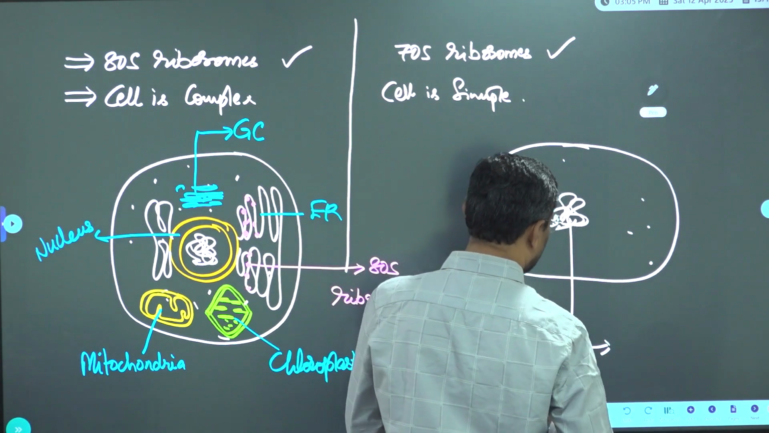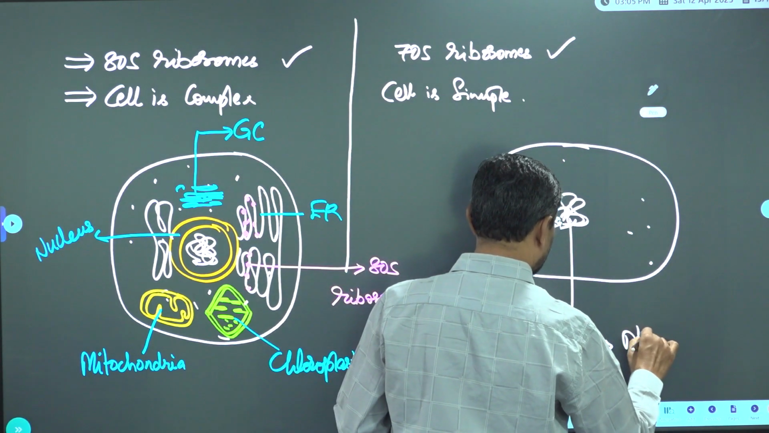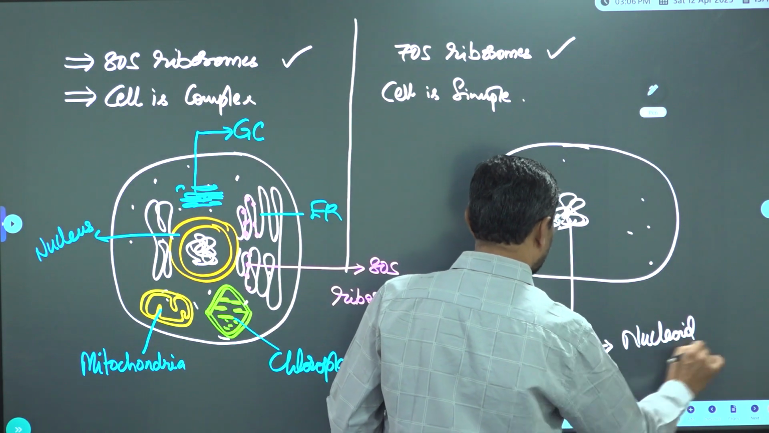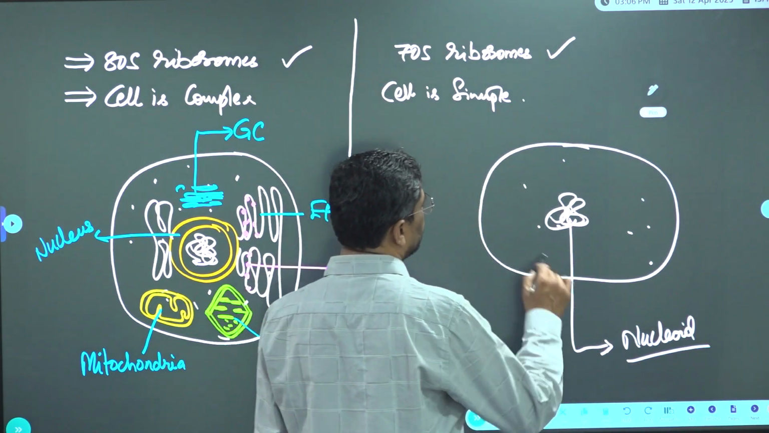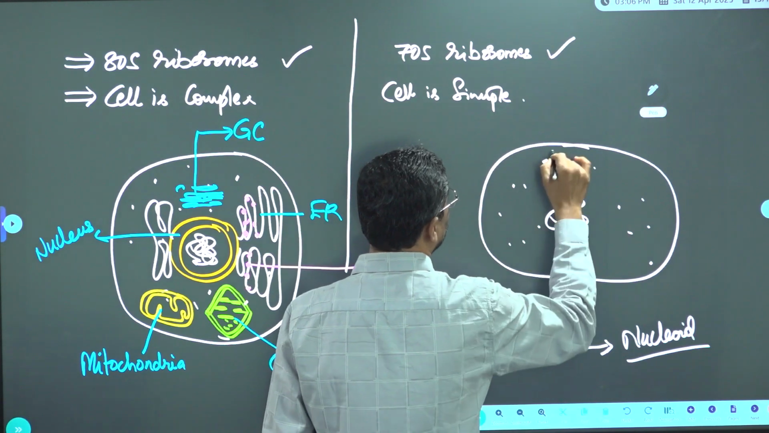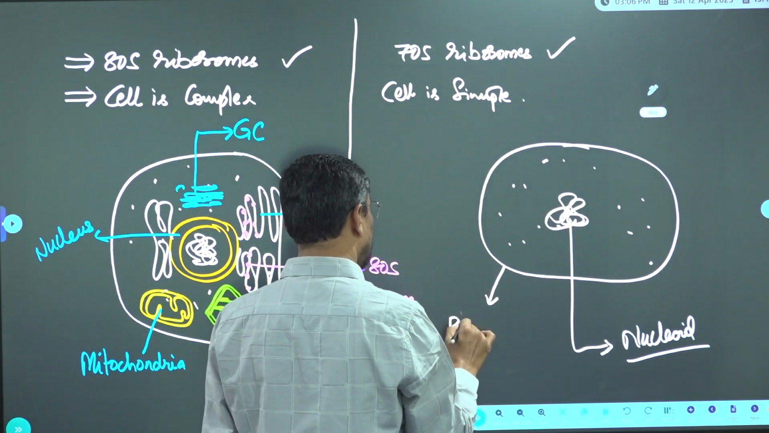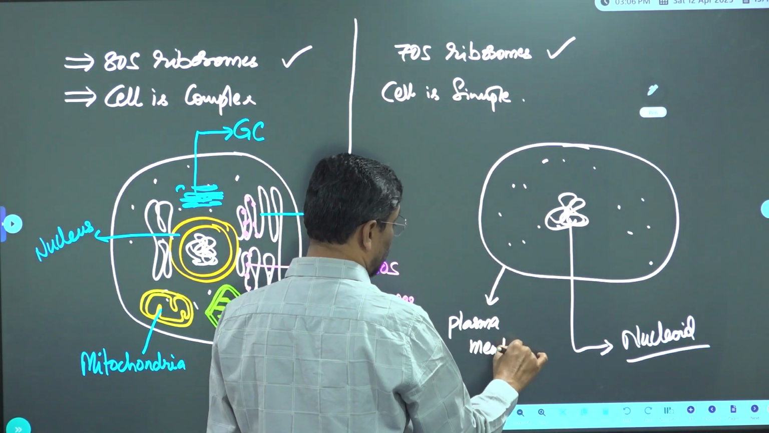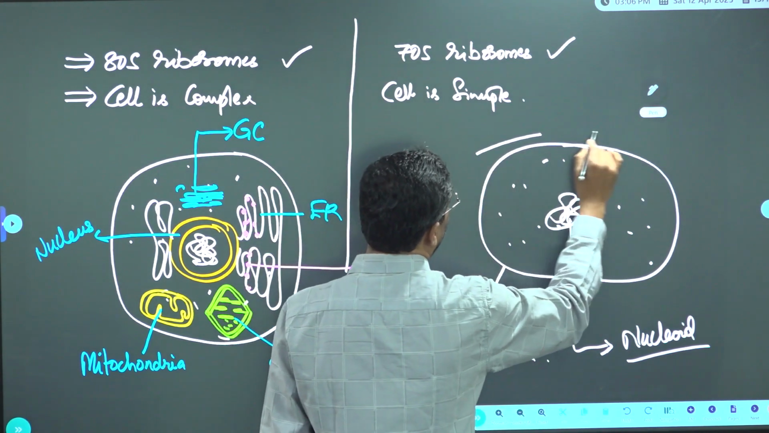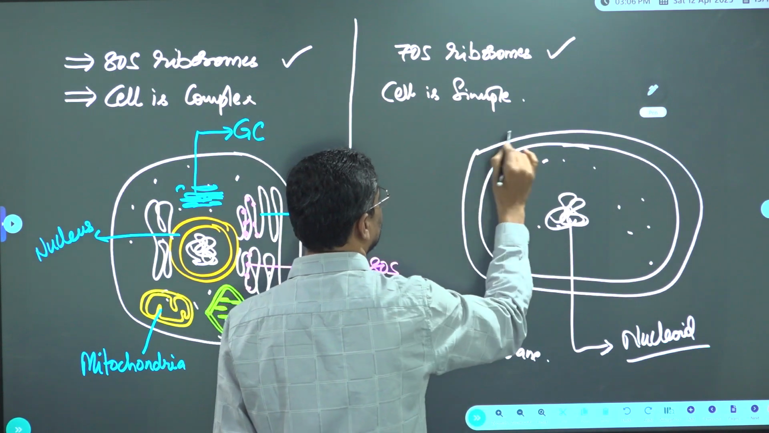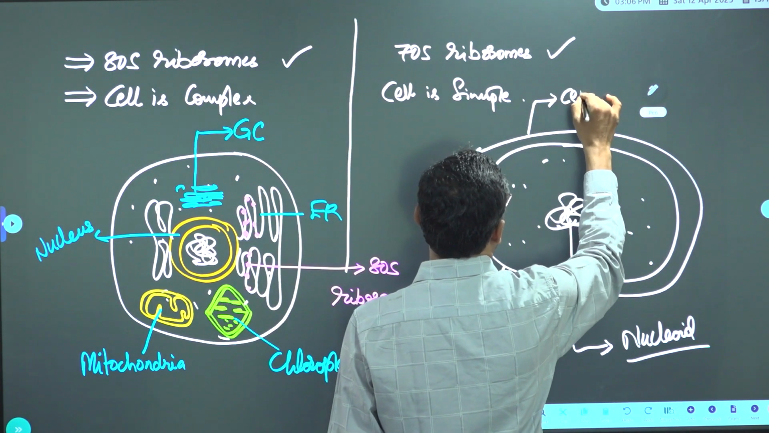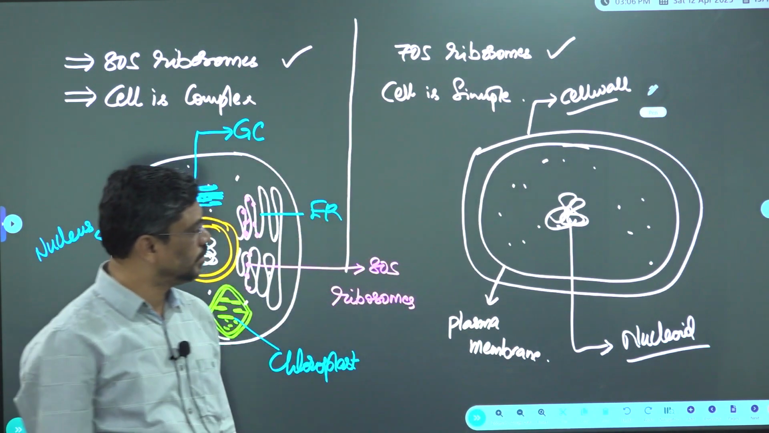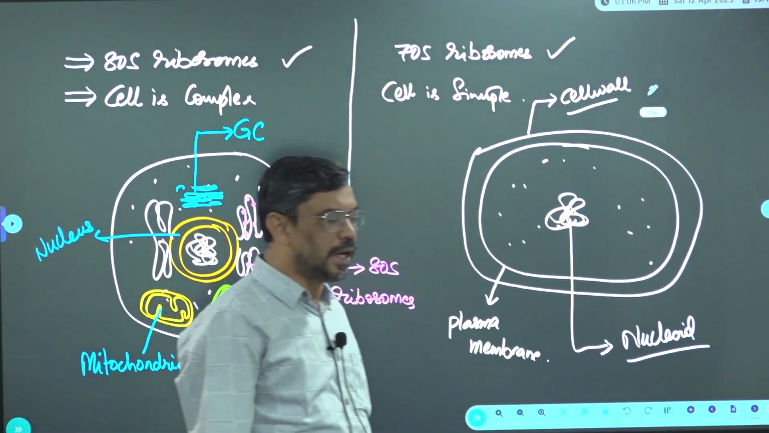Sorry, you can say nucleoid. The nucleoid is present, and this is the cytoplasm, this is the plasma membrane, and a tough cell wall is present here. This is the structure of a prokaryotic cell.